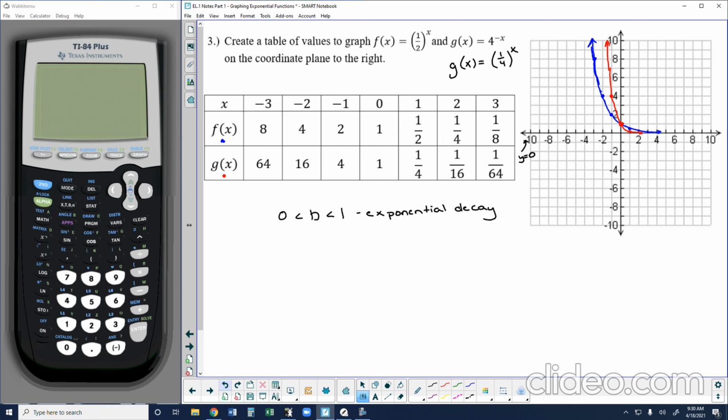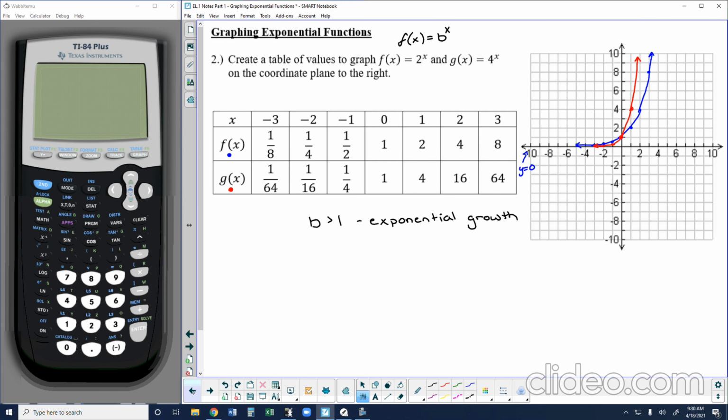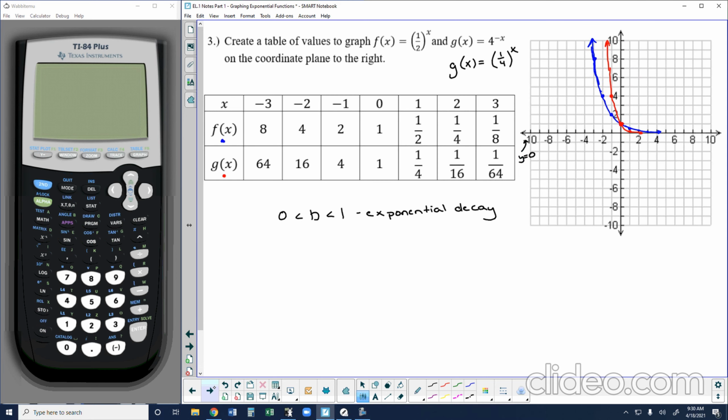Also remember what this negative value here does. This negative value inside a function operation, if we think back to the beginning of the year in transformations, is a horizontal reflection. And so if I compare g of x and f of x from number 2 to g of x and f of x from number 3, we can see that those are horizontal reflections of one another. And this actually brings us into the next point of graphing.